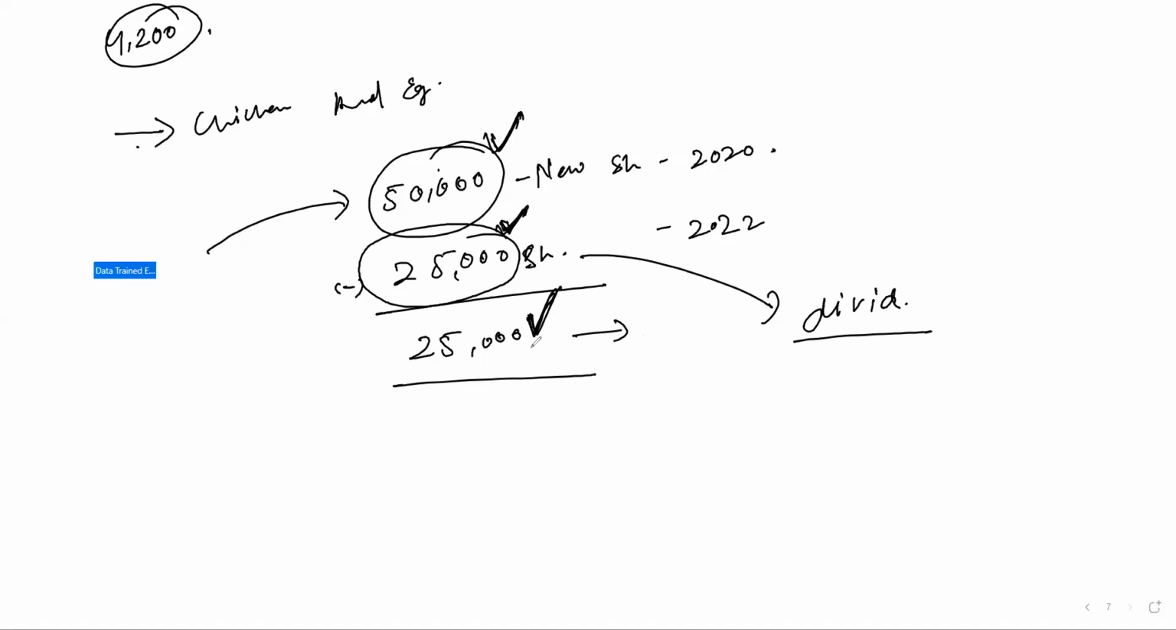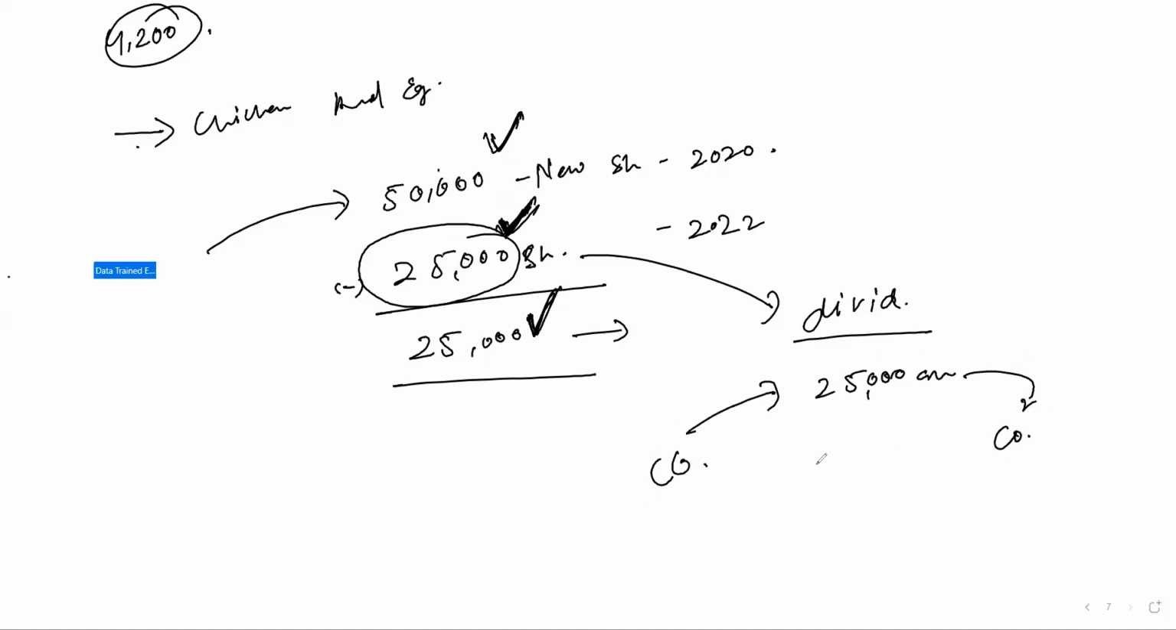What GA asked is basically that when a company issues buybacks, when the company repurchases its shares, what happens? Does the equity share capital reduce? Because if the company pays dividend on these 25,000 shares, and the company is holding these 25,000 shares, will the company pay dividend to itself?